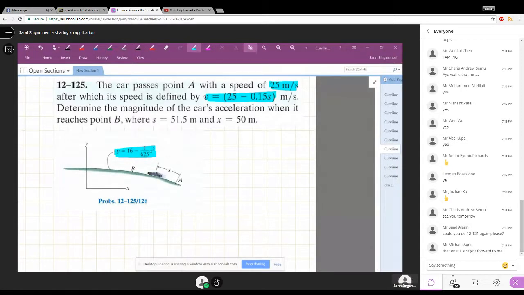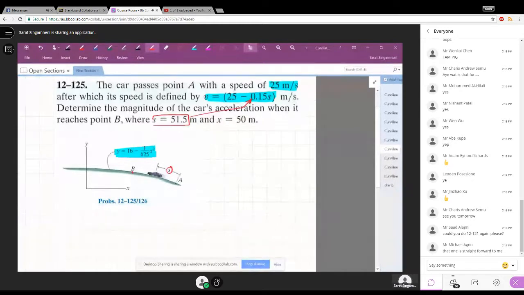Determine the magnitude of the car's acceleration when it reaches point B, where s equal to 51.5 meters and x equal to 50 meters. So at point B, the displacement s is given as 51.5. You can straight away substitute that in that equation and you can get the velocity at that point. If you know the velocity, that is the tangential velocity, you can calculate the normal acceleration, because normal acceleration is tangential velocity squared divided by the radius of curvature.